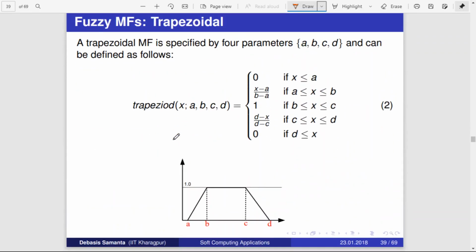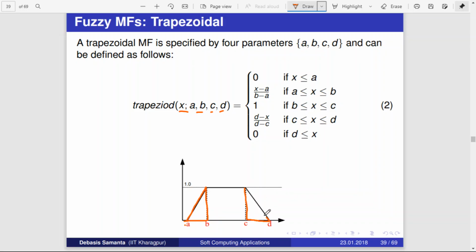Similarly, the trapezoidal membership function can be represented like this. Here we use 4 parameters a, b, c, and d. So this is a trapezoid shape. This is a, this is b, this is c, and this is d. Again you can see this as a triangle. This is one triangle, and this is one triangle.